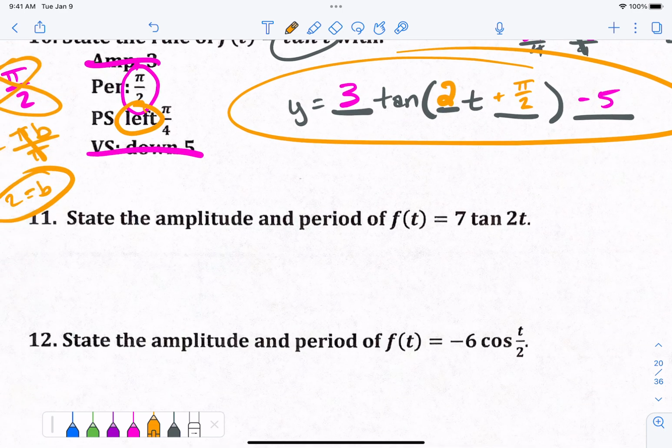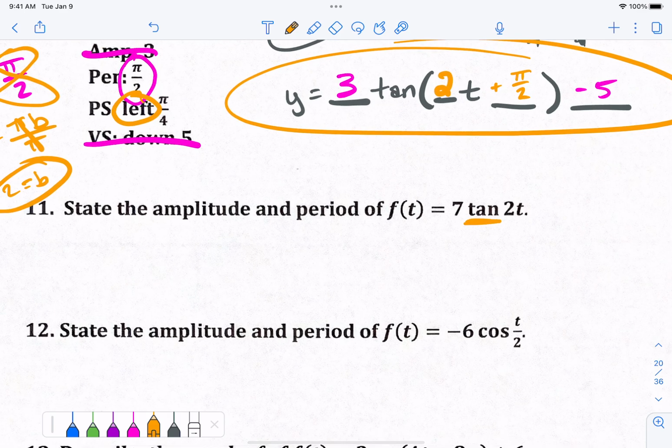All right, number 11 and 12 are asking for amplitude and period. One of them is tangent, the other one is cosine. So keep in mind, if you have a tangent, I'm going to put a little star right here because period for tangent is not 2 pi. Amplitude, what's the amplitude for this one?